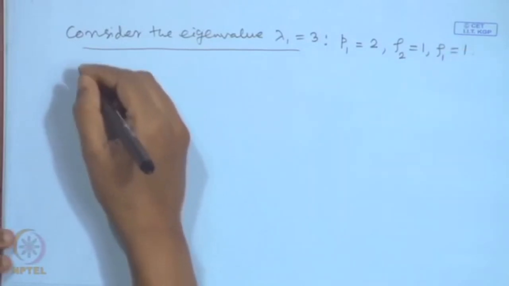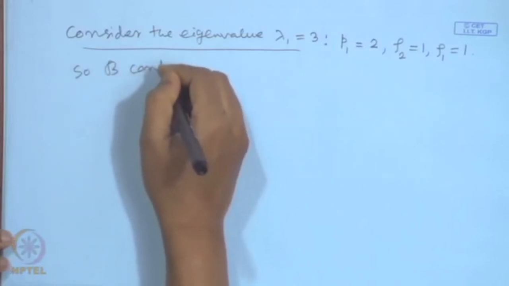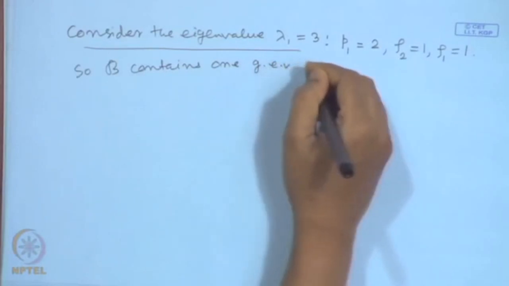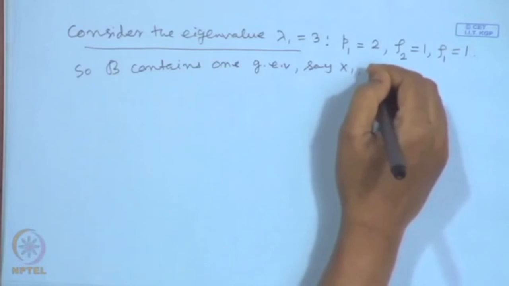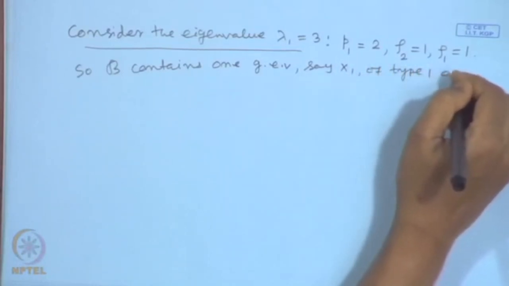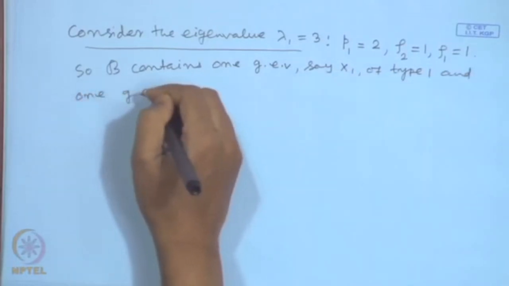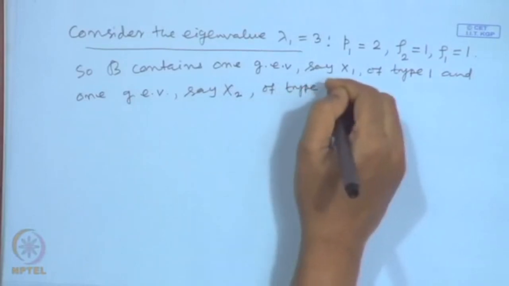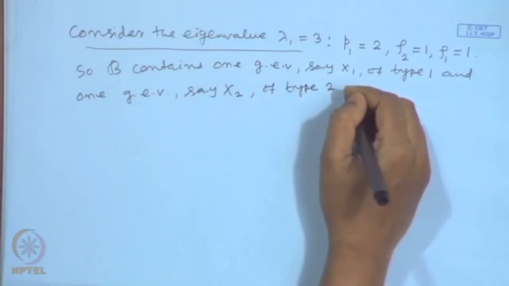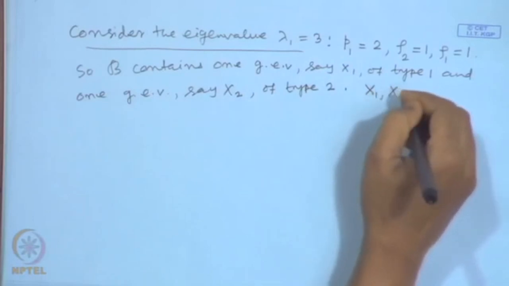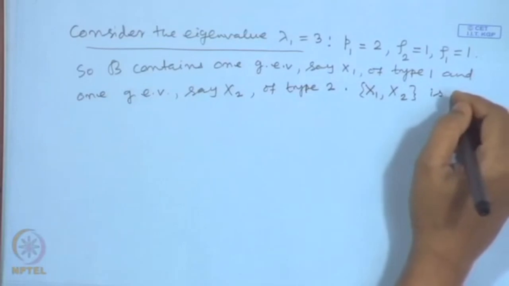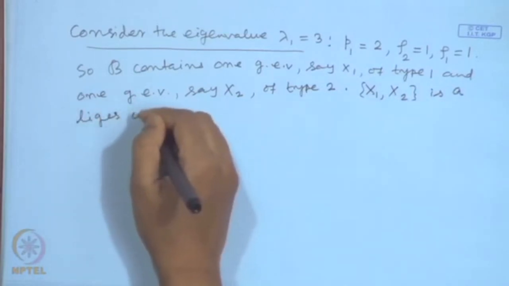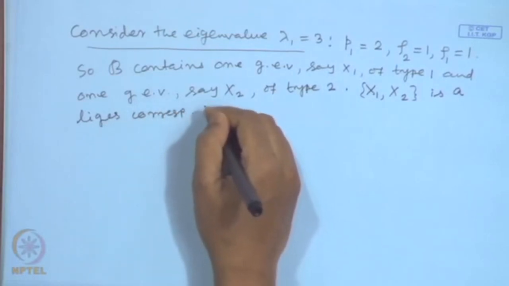So this means that this B contains one generalized eigenvector, say x 1 of type 1, and one generalized eigenvector, say x 2 of type 2. Or in other words, x 1, x 2 is a chain corresponding to eigenvalue lambda 1.